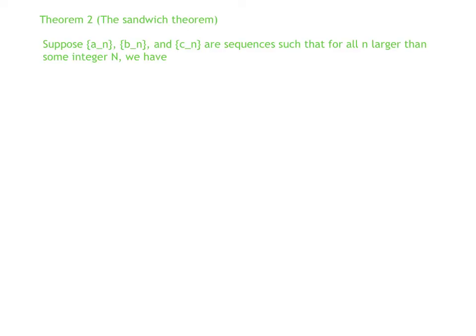The next important tool to study convergence of sequences is called the sandwich theorem. So if we have 3 sequences, a_n, b_n, and c_n, and not necessarily right at the beginning, but after some point, we have that one of them is always between the other two. And suppose further that the two outside sequences, a_n and c_n, both converge to the same limit.